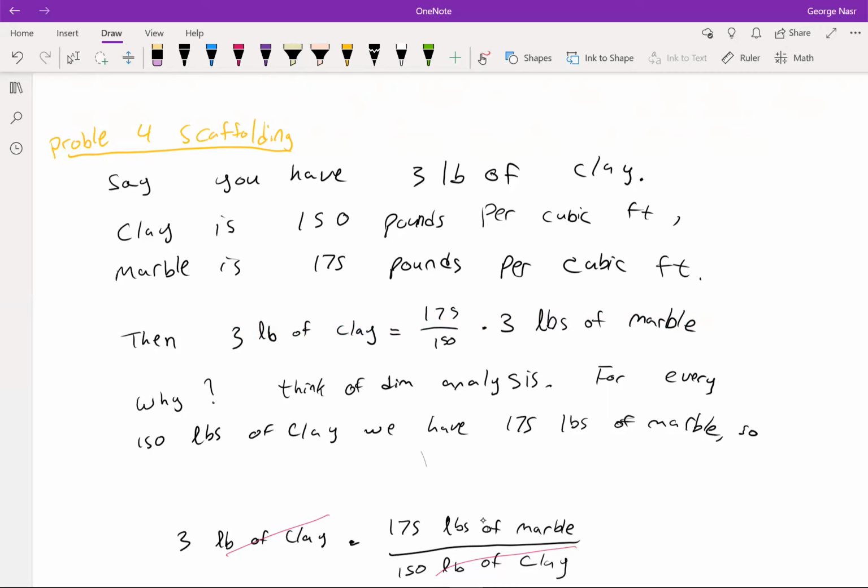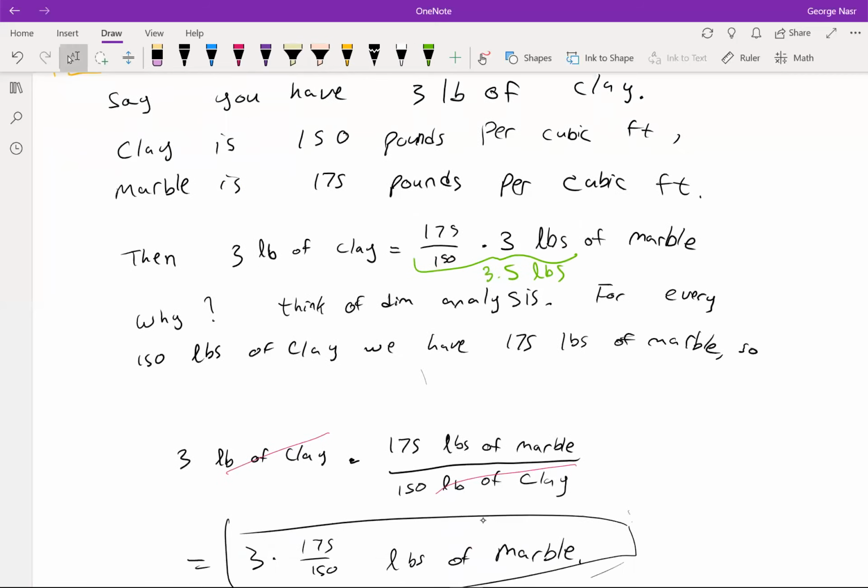If you are curious, that works out to be about 3.5 pounds, which makes sense. Marble is heavier than clay, so you should expect this number to be larger. So why does this make sense? Why is this what you should do?